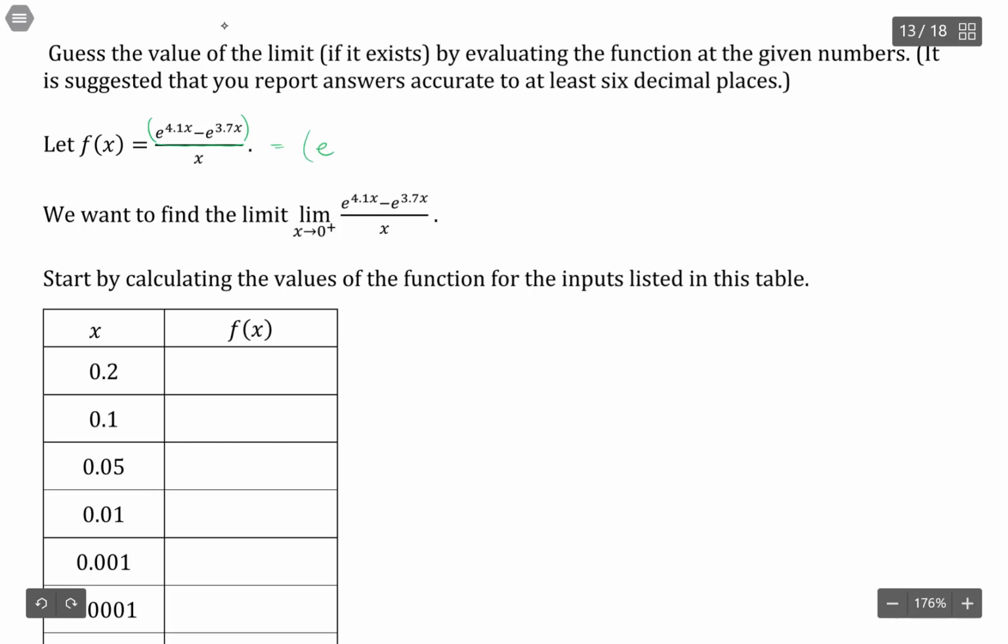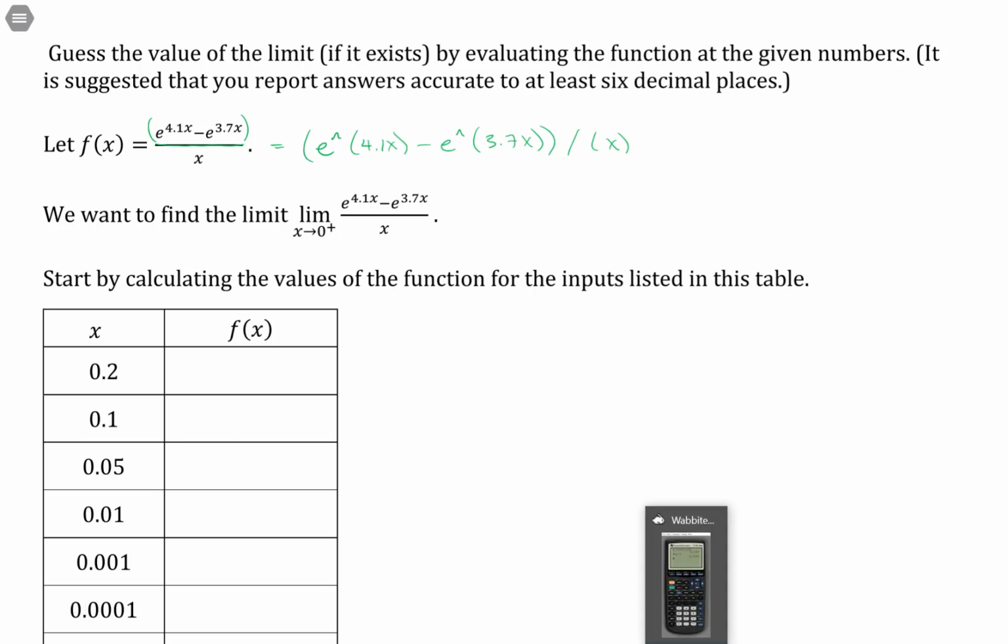So in the calculator, it will look like e raised to the, in parentheses, 4.1x. So that way we have the entire exponent, 4.1 times x in the exponent, minus e raised to parentheses 3.7x, then close parentheses, and then divided by x. And like I said, if you want to put that in parentheses, that's fine. If you don't, it doesn't matter.